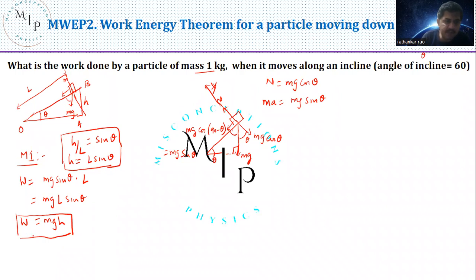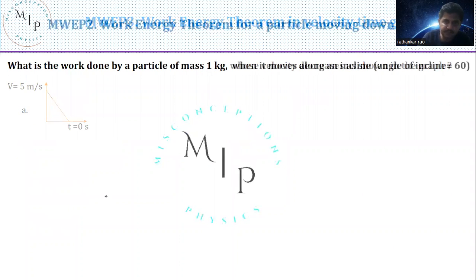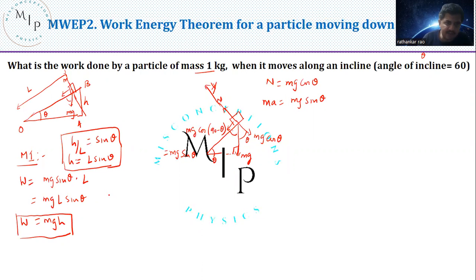Okay, so we have the first method. We already did the first method. Now let us look at the second method. What is the second method? So we have done the mechanics part. The second method is about making use of work energy, the work energy theorem.